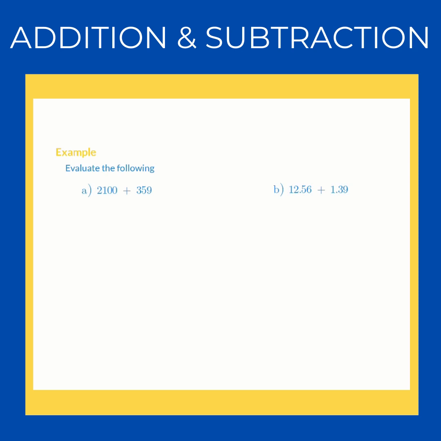Now let's do an example about adding numbers. It says, evaluate the following. So I have 2,100 plus 359. The way I'm going to do this question is by putting these two numbers above each other. So I have 2,100 plus 359.